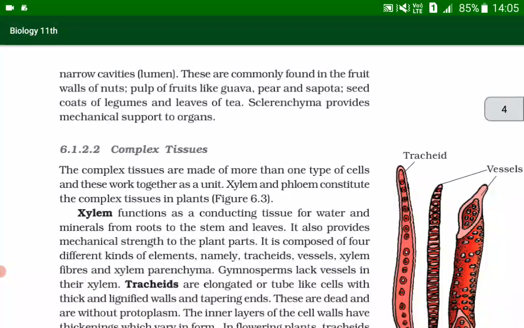These are commonly found in the fruit walls of nuts, pulp of fruits like guava, pear and sapota, seed coats of legumes and leaves of tea. Sclerenchyma provides mechanical support to organs.